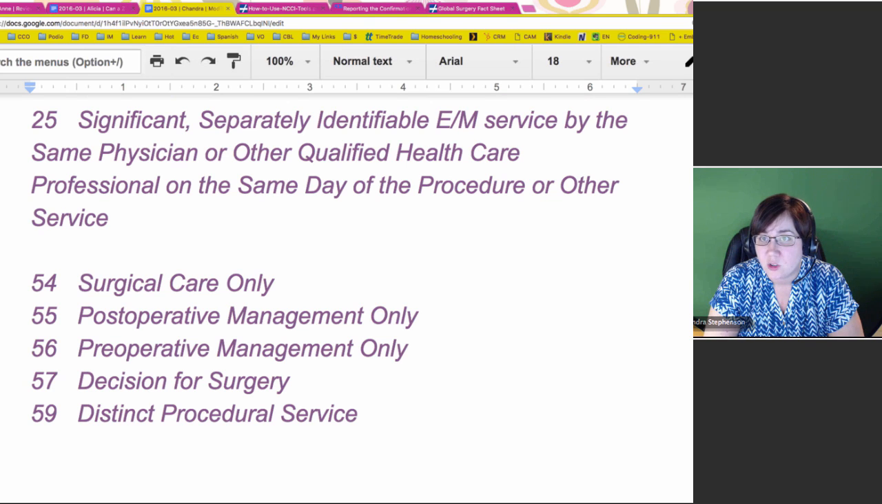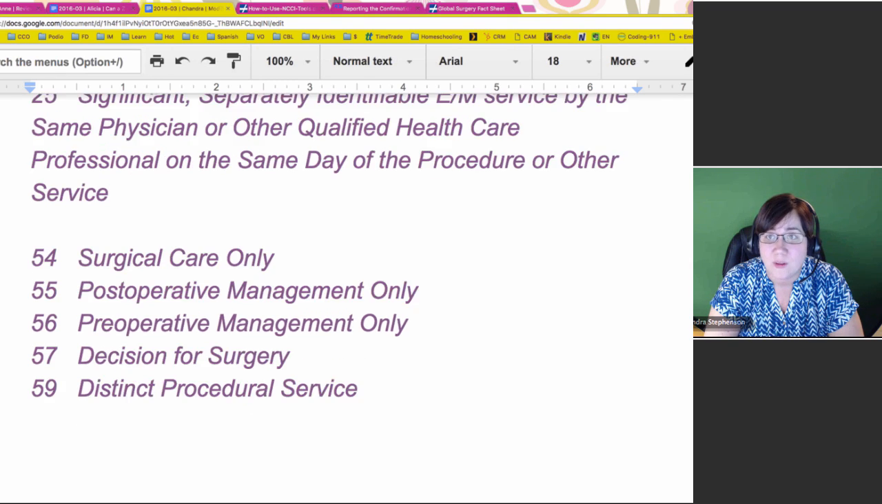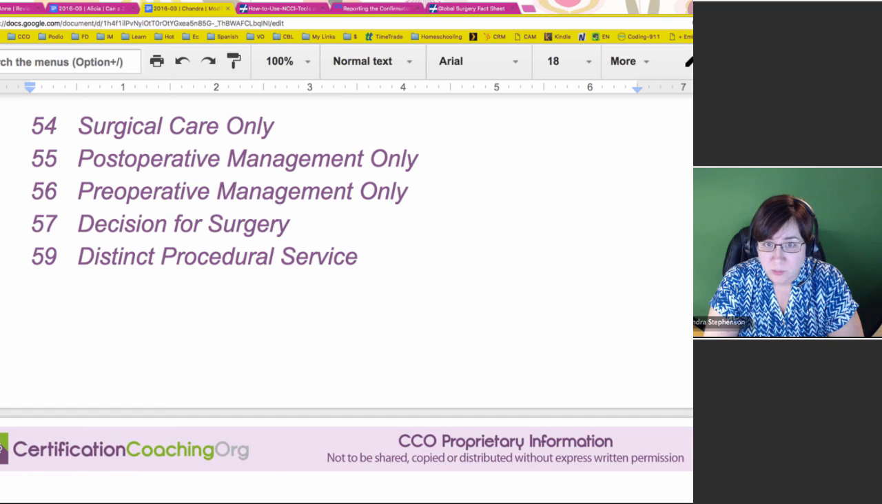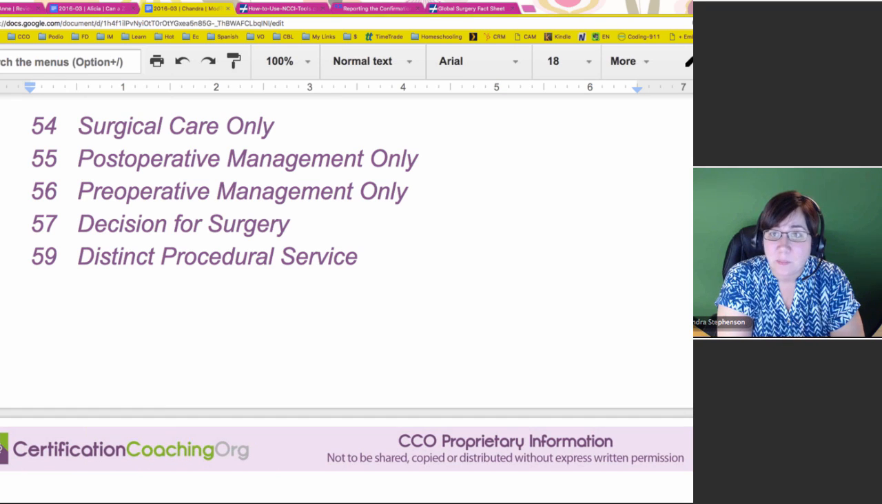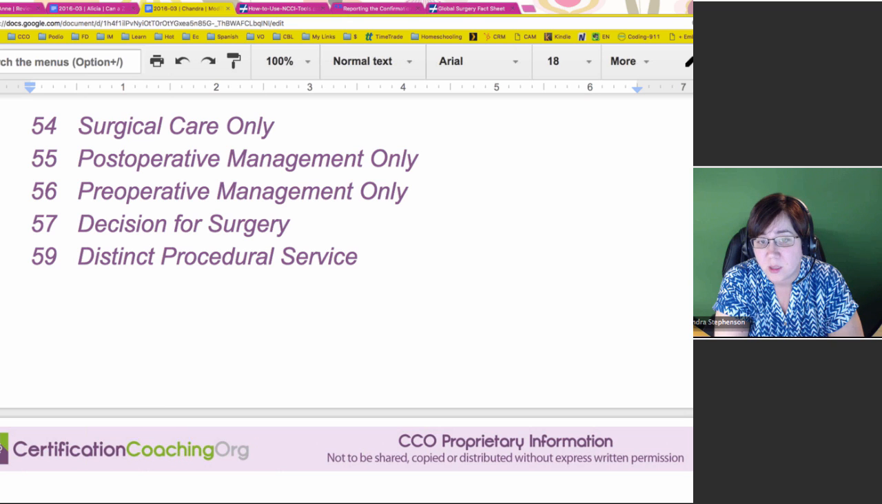57 and 59 are 2 additional ones that you see. 57 says that we made the decision for surgery today. 57 is also an E&M modifier. Put that on the E&M code to say that the service we provided today is separately reportable from the surgery because, yeah, we're going to do surgery today or tomorrow, but we just figured out we needed to do it and decided to do it today. And the documentation has to be clear to say, we made that decision during today's encounter.